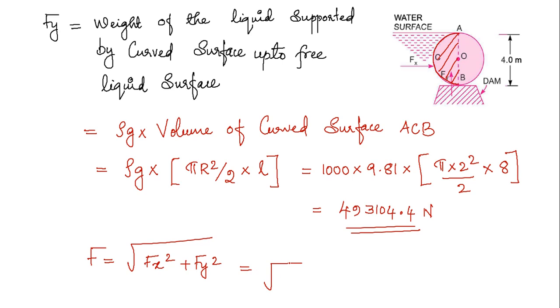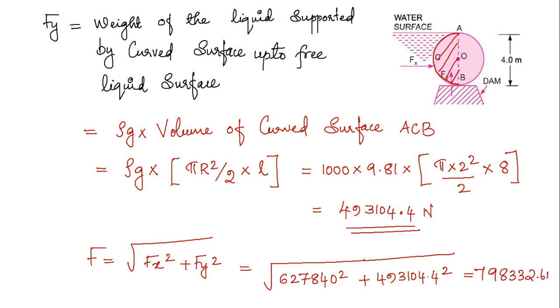Now the resultant force F is given by square root of Fx square plus Fy square, which will be equal to square root of, and we finally get it as 798,332.6 Newton.